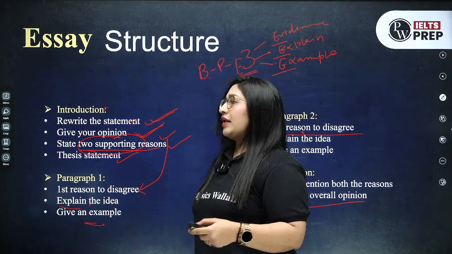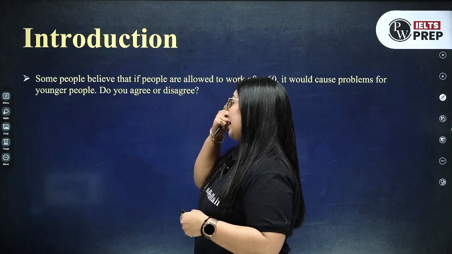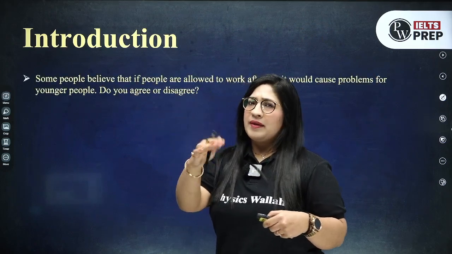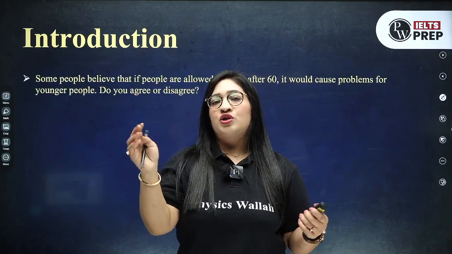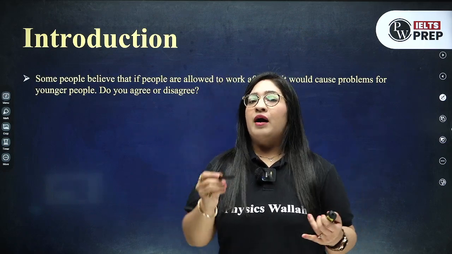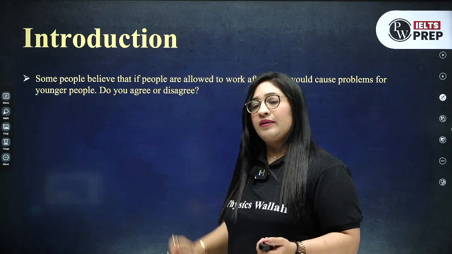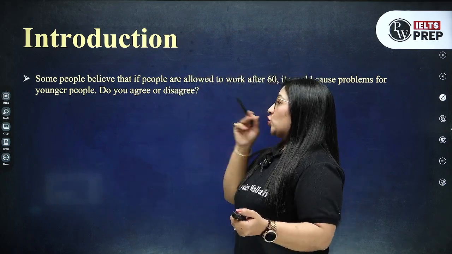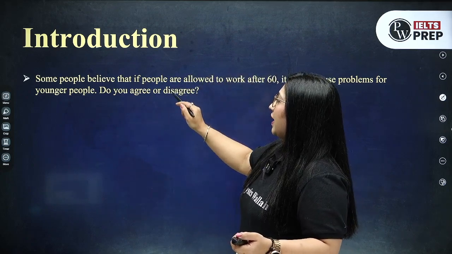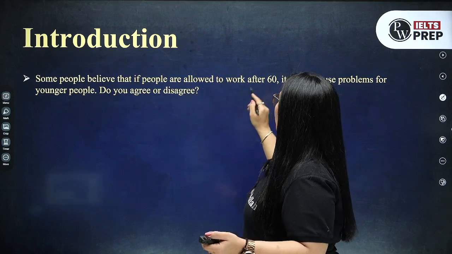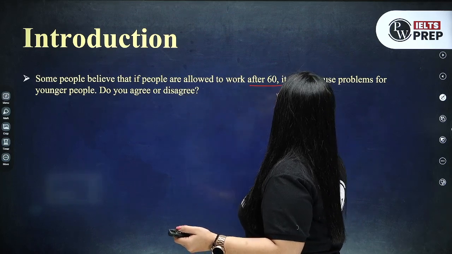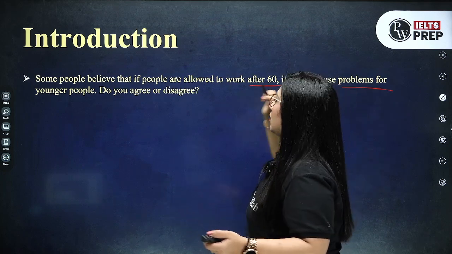Now let's have one example, right? हम एक example देख लेते हैं कि introduction हम develop करते कैसे हैं. अभी मैंने आपको बता दिया कि 3 step है या 4 step है. आपने rewrite किया, आपने opinion लिखा, आपने अपने supporting ideas लिखे. अब उसको implement करके देखते हैं. So topic क्या था? Some people believe that if people are allowed to work after 60, it would cause problems to younger people.